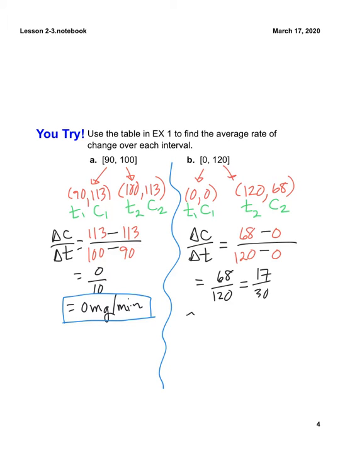its decimal equivalency is approximately 0.57, so 57 hundredths milligrams per minute. So overall, the drug did increase in concentration in this patient's bloodstream.